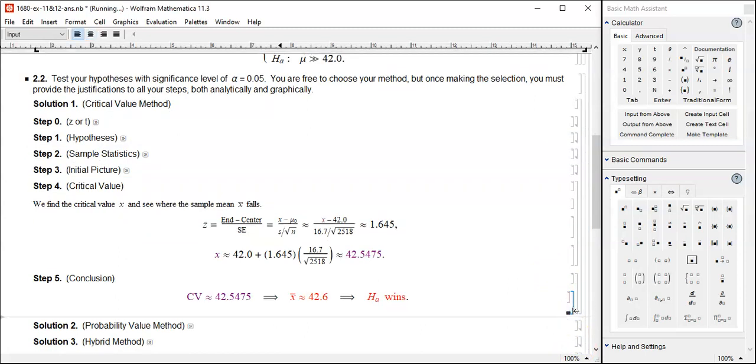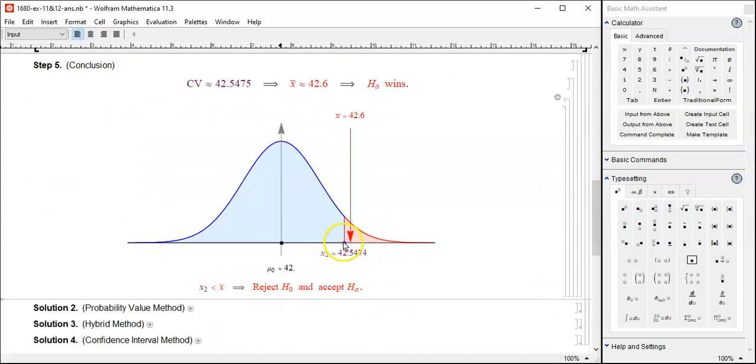Graph will tell you everything. So here's the threshold, the critical value, 42.5474 minutes, and 42.6 minutes is clearly greater, it's too far away from the null, it falls in the red region, so HA wins.